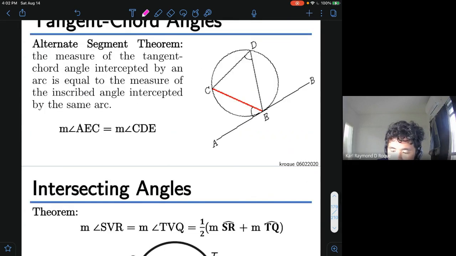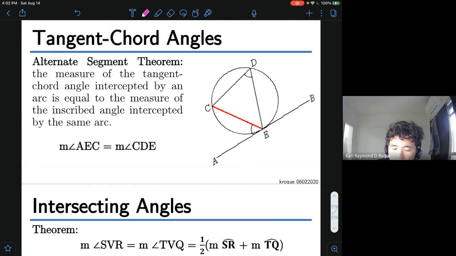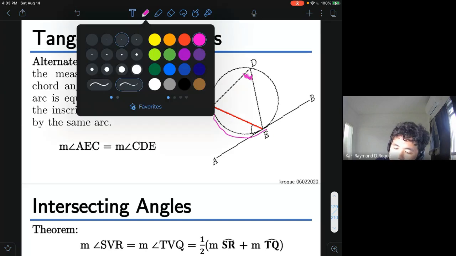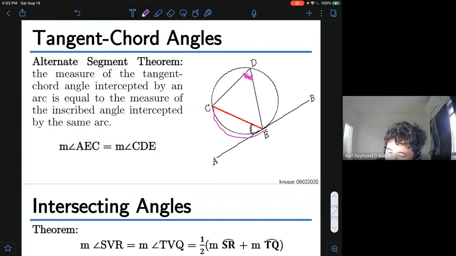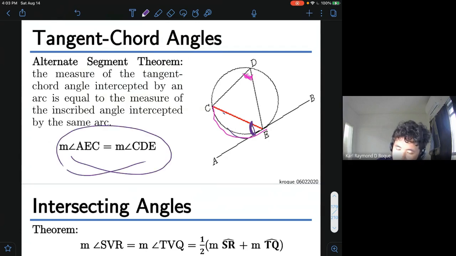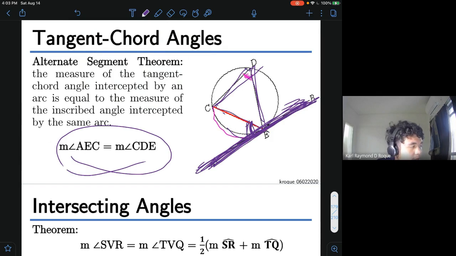Next, alternate segment theorem. The measure of the tangent chord angle intersected by an arc is equal to the measure of the inscribed angle intercepted by the same arc. Di ba ito, sabi natin, 1 half siya nito. Ito ring tangent angle natin, 1 half rin siya nito. Kaya equal, yon. For example, meron tayong isang angle dyan, tapos nag-drawing tayo ng tangent, tapos kinuha natin yung measure niyan, pareho lang yan. Okay? Please remember.